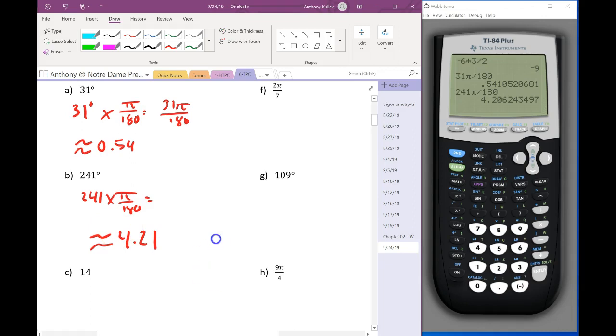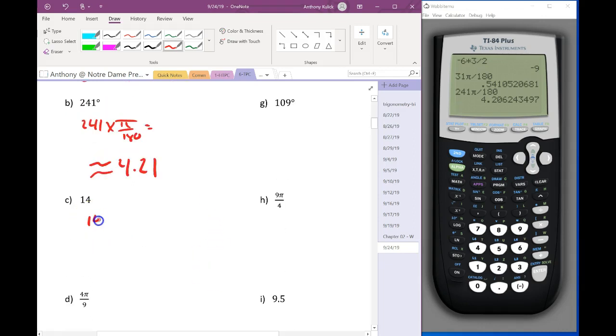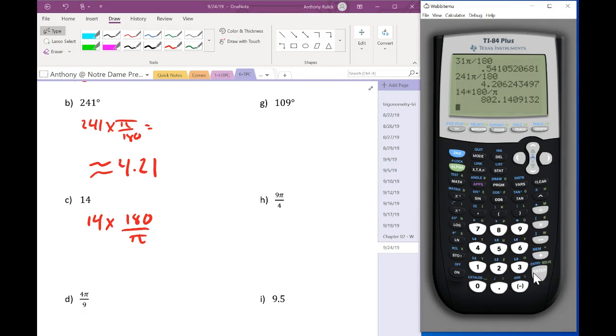Notice the lack of degree sign there. It tells me that this is radians. So to convert from radians to degrees, I'll multiply by 180 over pi. So 14 times 180 divided by pi is 802.14. And just for the record, I am writing approximately equal instead of actually equal to, because I'm doing some rounding here.